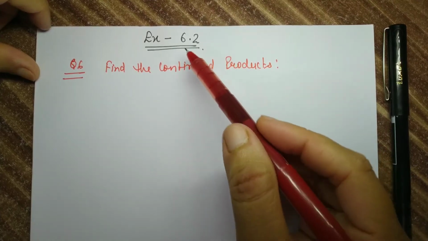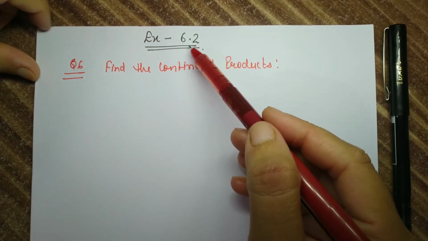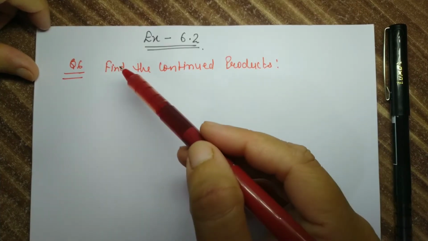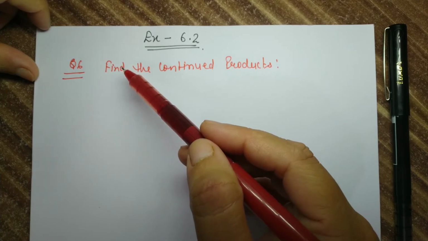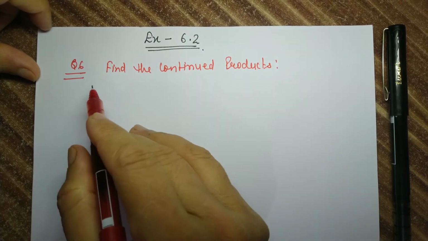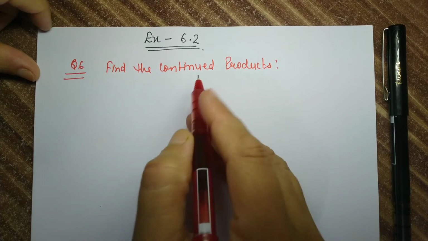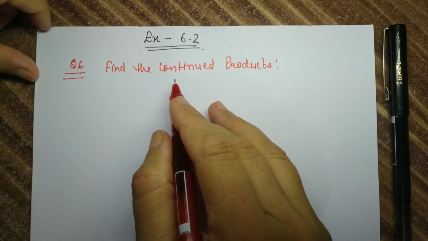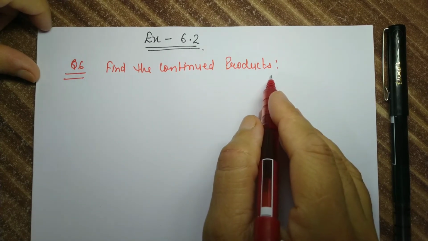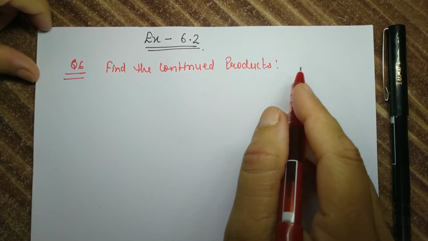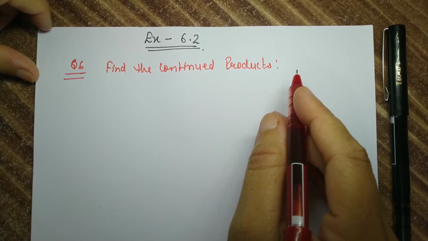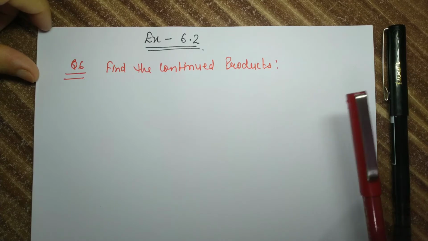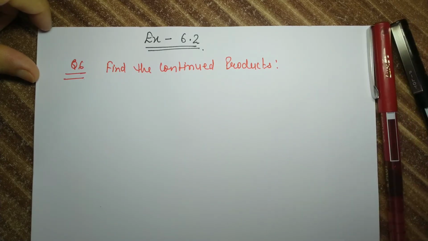Good morning students, today we are going to discuss the remaining questions of exercise 6.2. Till question number 5 we have done in our previous video, and now today we are going to start with question number 6. Our today's topic is how to find the continued product. To find the continued product of two or three numbers, we have to multiply, and here also we are going to follow the identities.